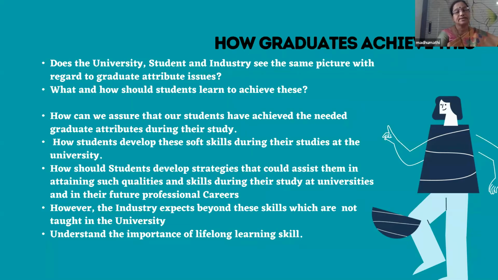They should know what exactly are the definition or the skills embedded under soft skills. Soft skills are not those skills which are away from hard skills. Soft skills are the way we dress and the way we address, sorry. And this is how communication plays a vital role. How should students develop strategies that could assist them in attaining such qualities and skills during their study at universities, in their future professional careers?